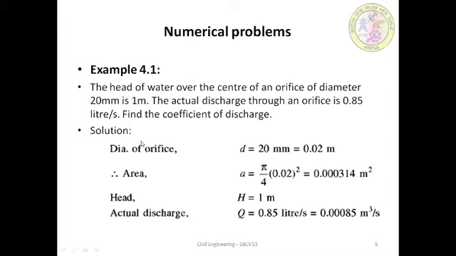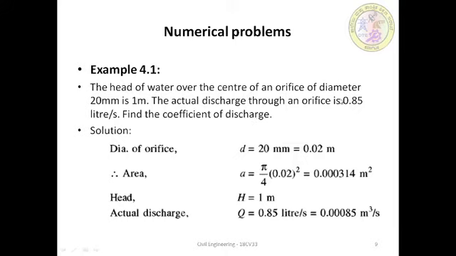The first numerical example is here. It says that the head of the water over the center of an orifice of diameter 20 mm is 1 meter. The actual discharge through the orifice is 0.85 liter per second. Find the coefficient of discharge, that is CD, how much it is.